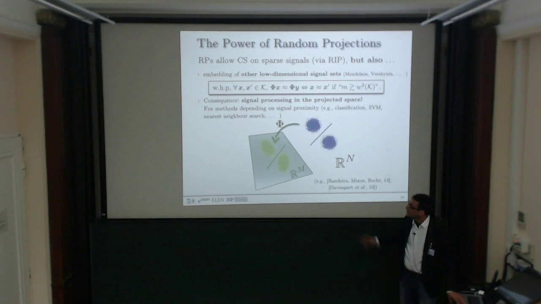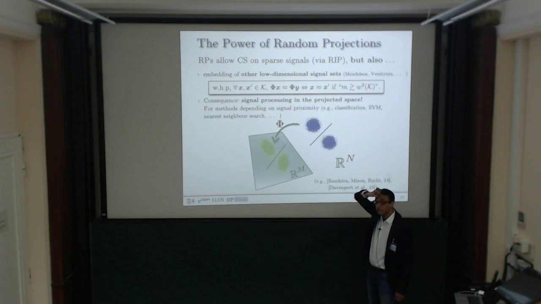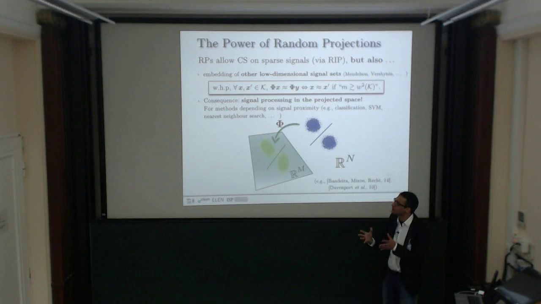Okay. What is the consequence of this? If you can preserve the geometry or the distances, then this means that essentially most methods that rely on proximity, so classification, SVM, nearest neighbor search, will also work in a lower dimensional domain.